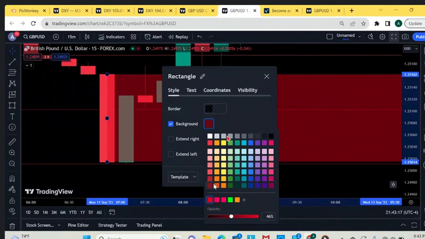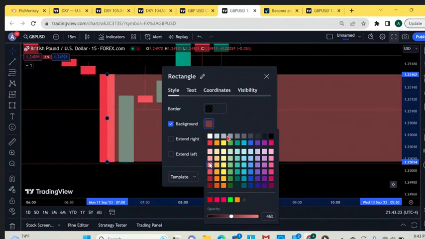Next to the yellows, go to the left. Go to the left with the colors. Yeah, now right there. Yeah, that one. You see how it's a different red now? Yeah.